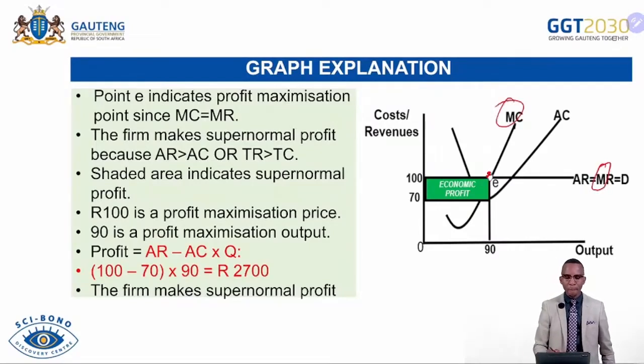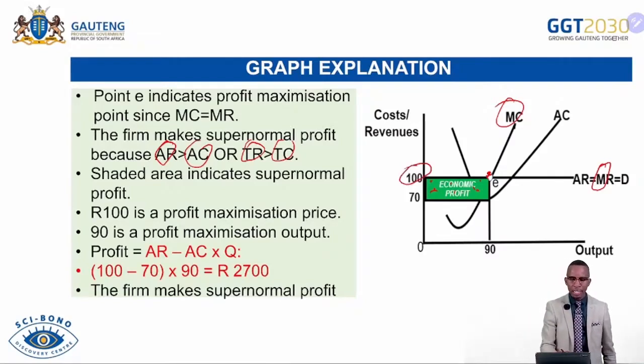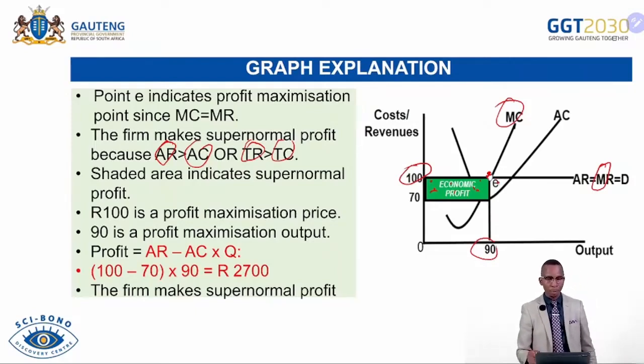And then the firm makes supernormal profit because average revenue is greater than average cost, or total revenues are more than total cost. Then the firm is making supernormal profit. The shaded area indicates the supernormal profit. This area is indicating what we call the supernormal profit for the business. 100 is the profit maximization price. This 100, the firm is using it to maximize the profit, and 90 is the profit maximization output at this point E.